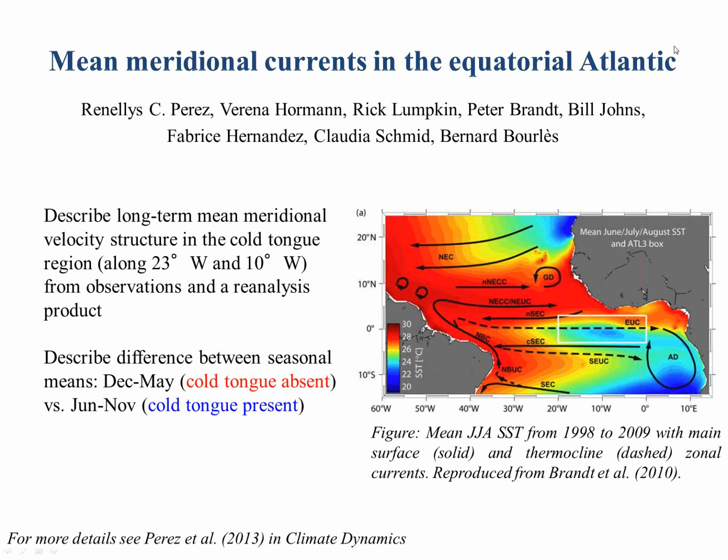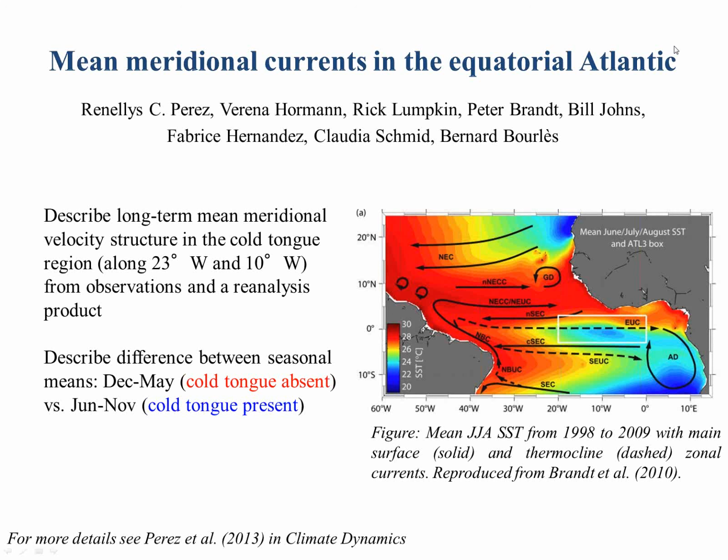So the goal of the study is to describe the long-term mean meridional velocity structure in the cold tongue region, so in this region here, specifically along the longitudes of 23 west and 10 west, using observations, so using drifter, Argo measurements, moored velocity measurements, and shipboard and lowered ADCP measurements, and also from reanalysis products. The second goal is to look at the differences between the seasonal means. And by that I mean a 6-month mean in December to May, and June to November.